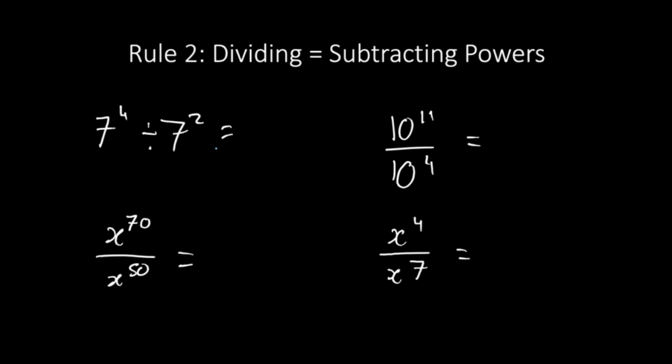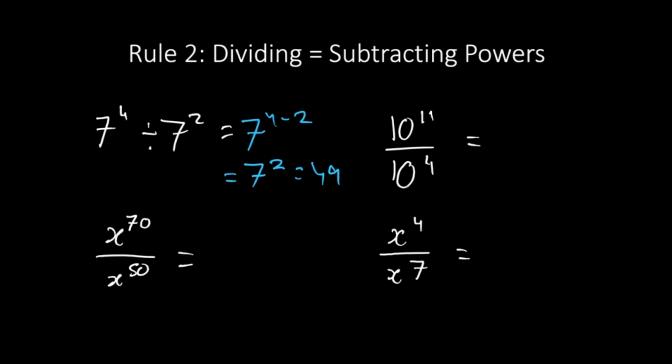Rule number 2, dividing equals subtracting powers. Okay, so it's the opposite of multiplication. It's the complete opposite. So in here you subtract. Basically, 7 to the power of 4 divided by 7 squared, so 7 to the power of 4 minus 2. The answer will be 7 to the power of 2, which is 49.